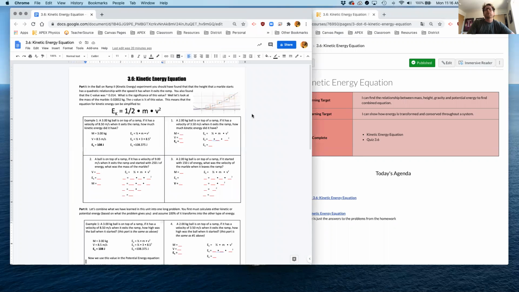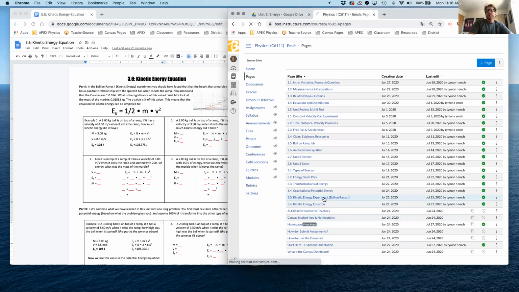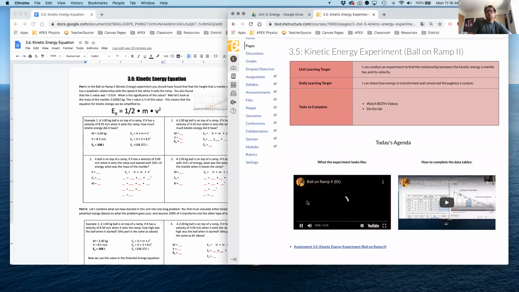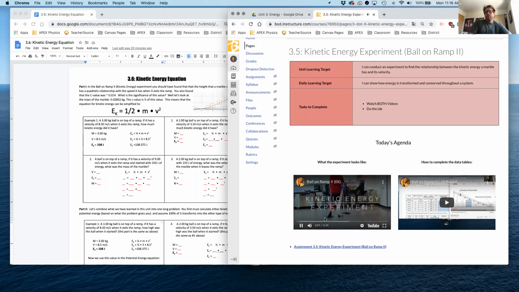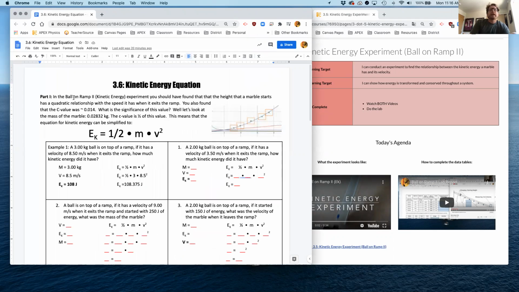So the first thing that I want to explain is how this 3.6 ties in with 3.5, this kinetic energy experiment. If you did this experiment with the ball rolling down the ramp, what you probably found is that when you plot it out, it is a quadratic relationship. And you probably got a C value close to 0.014. Well, if you look at it, the mass of the marble was 0.028 kilograms.